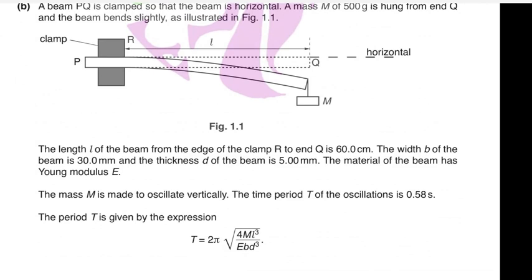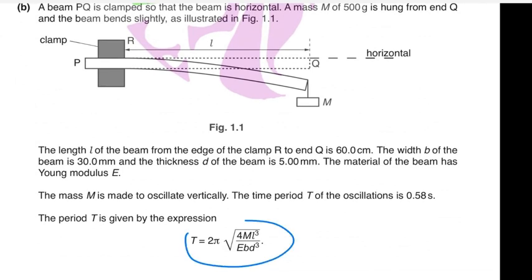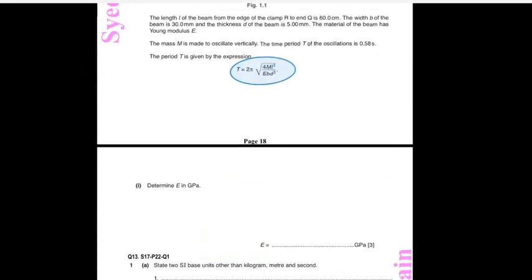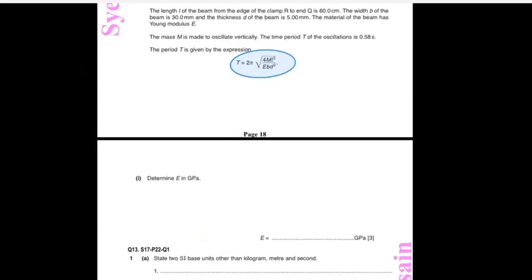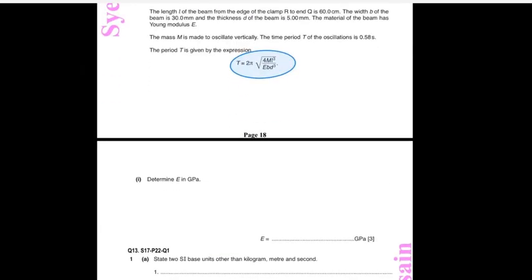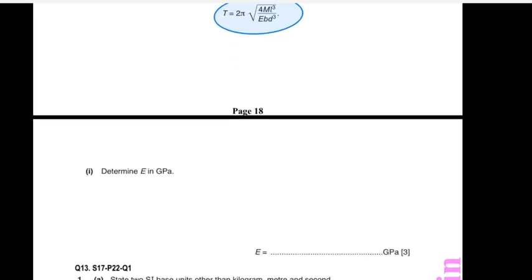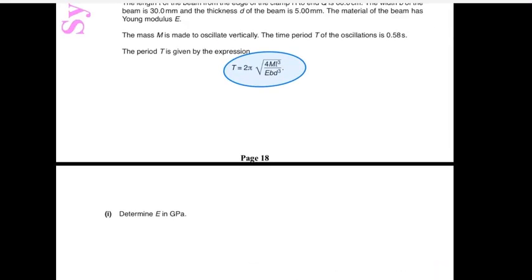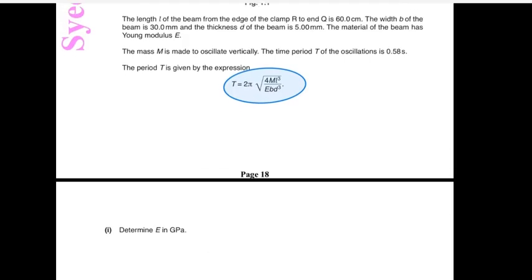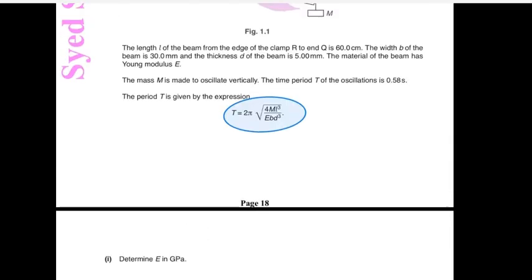So there is nothing much in this. You simply need to plug in the values, right? Usually this type of question comes when they ask you to find uncertainties in the remaining parts. So determine E in gigapascals. Determine E in gigapascals. All right.